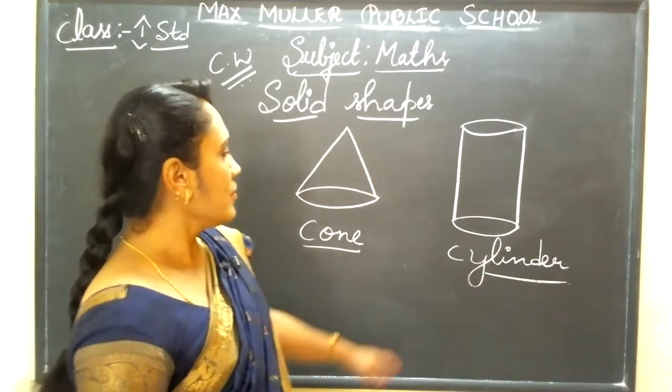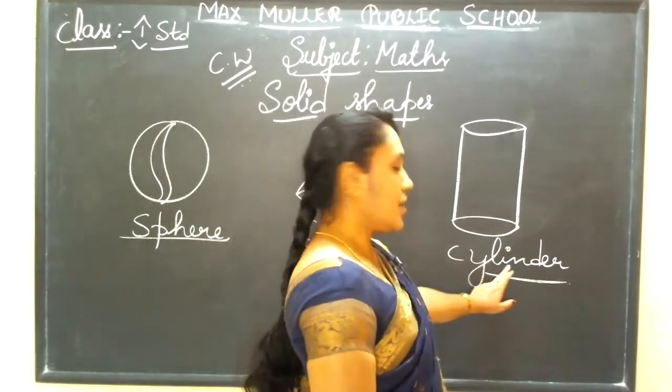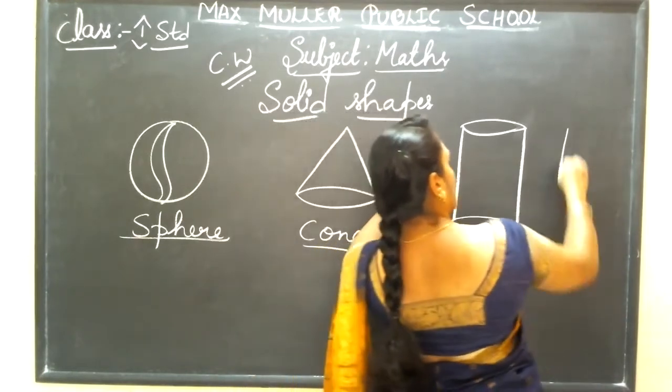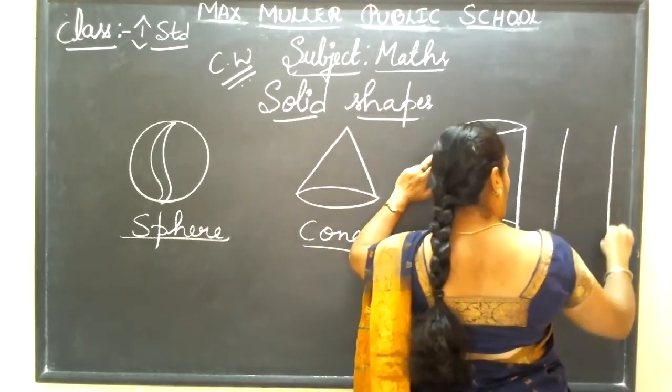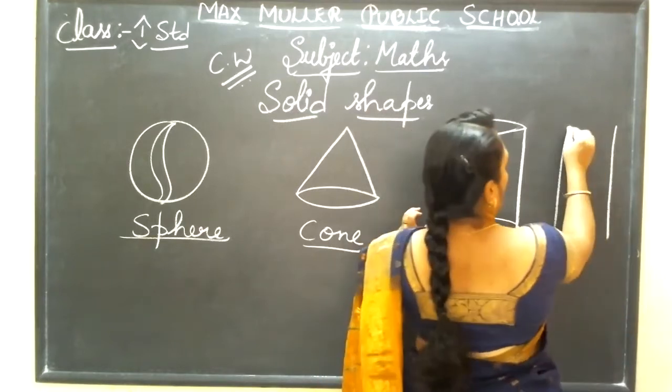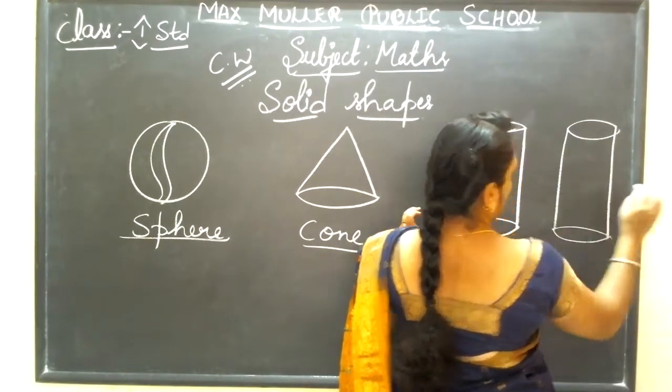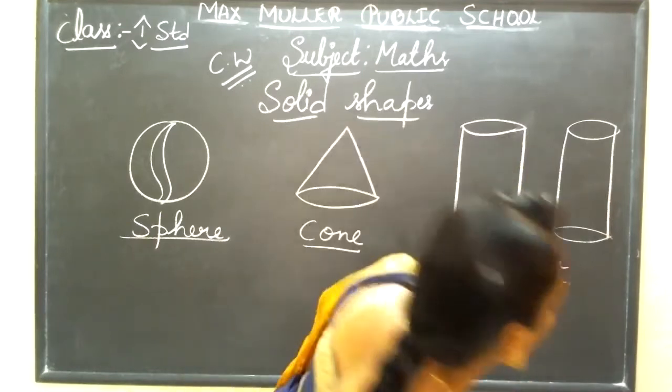Okay. Then cylinder. C-Y-L-I-N-D-E-R. Cylinder. So how to draw cylinder? First draw straight lines on both sides. Then upper curve, lower curve. Upper curve, lower curve. Like this. Understand?